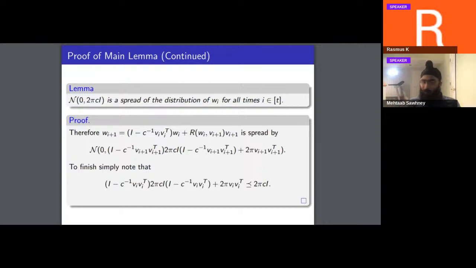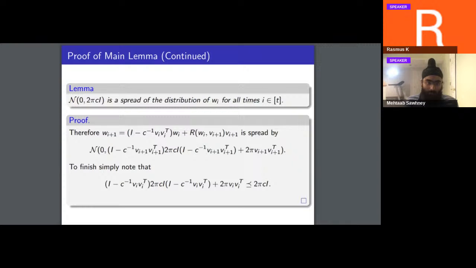And so now all you have to do is note that w_{i+1} equals the sum of these two random variables. I'm hiding something here, but morally, you've shown that the first thing is spread by some Gaussian, and the second part is spread by some Gaussian. So it turns out that the whole random variable is actually spread out by the independent sum of these two Gaussians. So in particular, you're spread out by a Gaussian with this ugly-looking matrix.